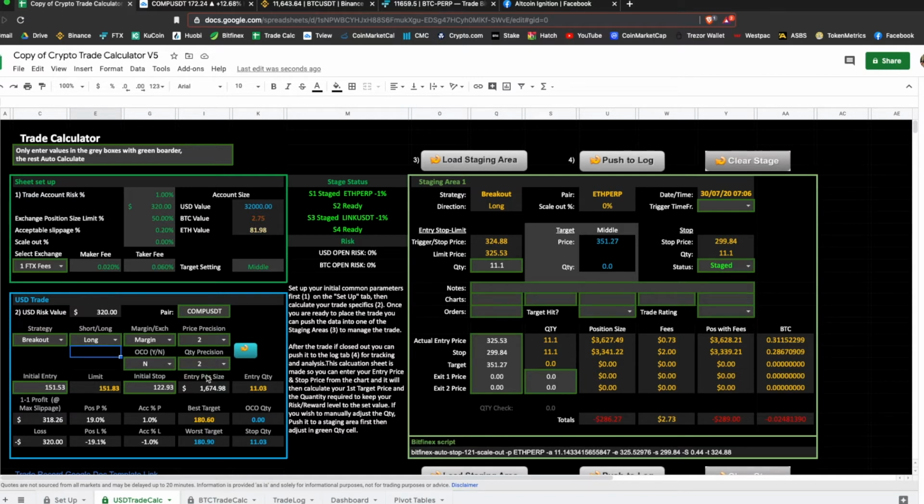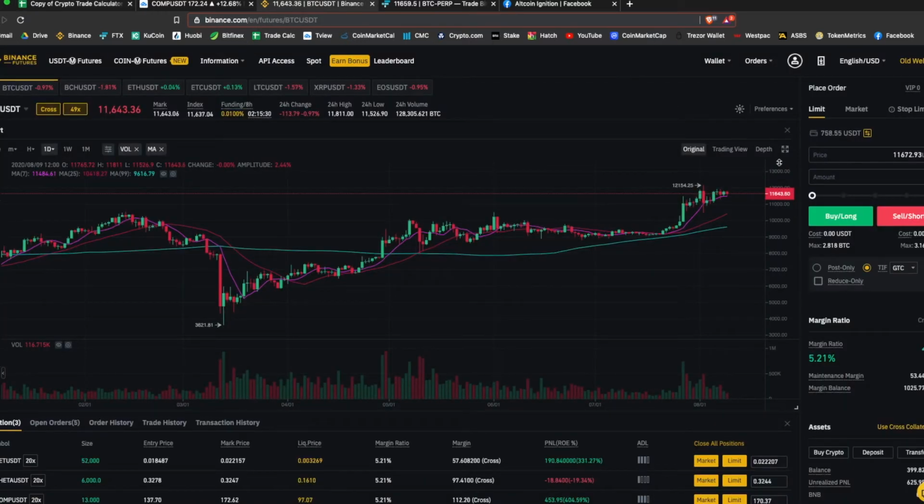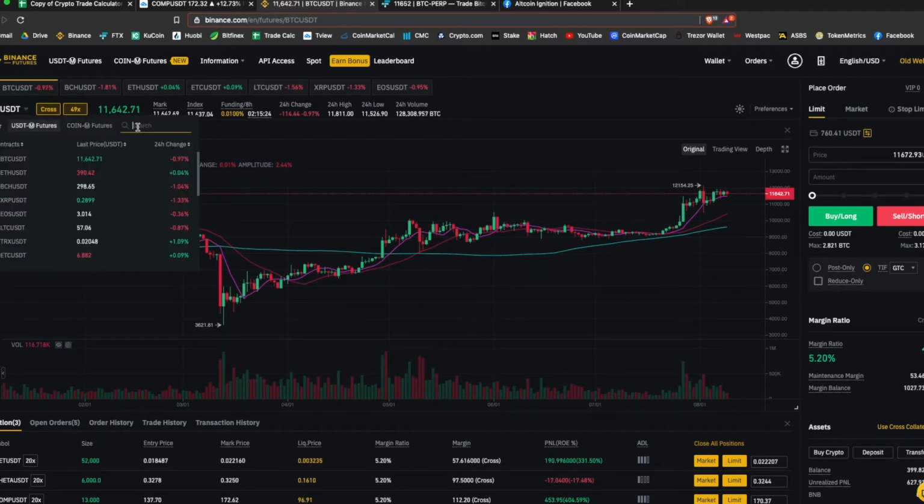Okay, so now what we've got here, our position size is going to be $1,674, and the quantity, which is the amount of COMP that we're going to be trading, is 11.03. So from here, we'll open up the Binance Futures Exchange. We'll go down to COMP.